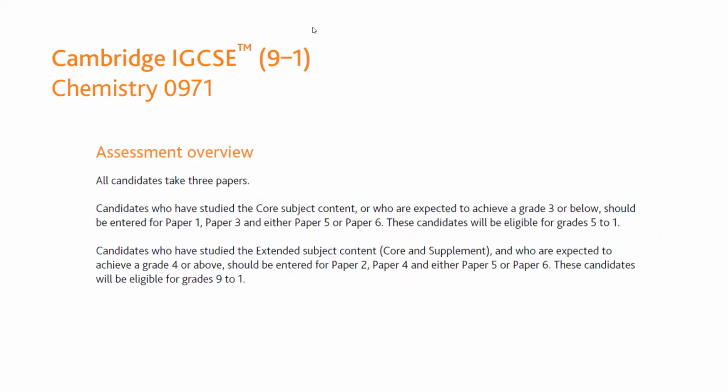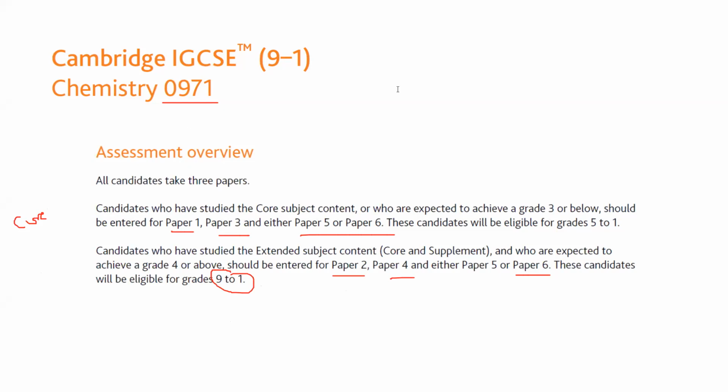Those who want the results in numerals, for example, you need your result in numbers, then your code will be 0971. And the same for 0971: if you select core, you will appear for paper 1, paper 3, and either paper 5 or 6. But if you select the extended one, then you will select 2, 4, and 6, and the maximum grade is 9 to a minimum of 1.